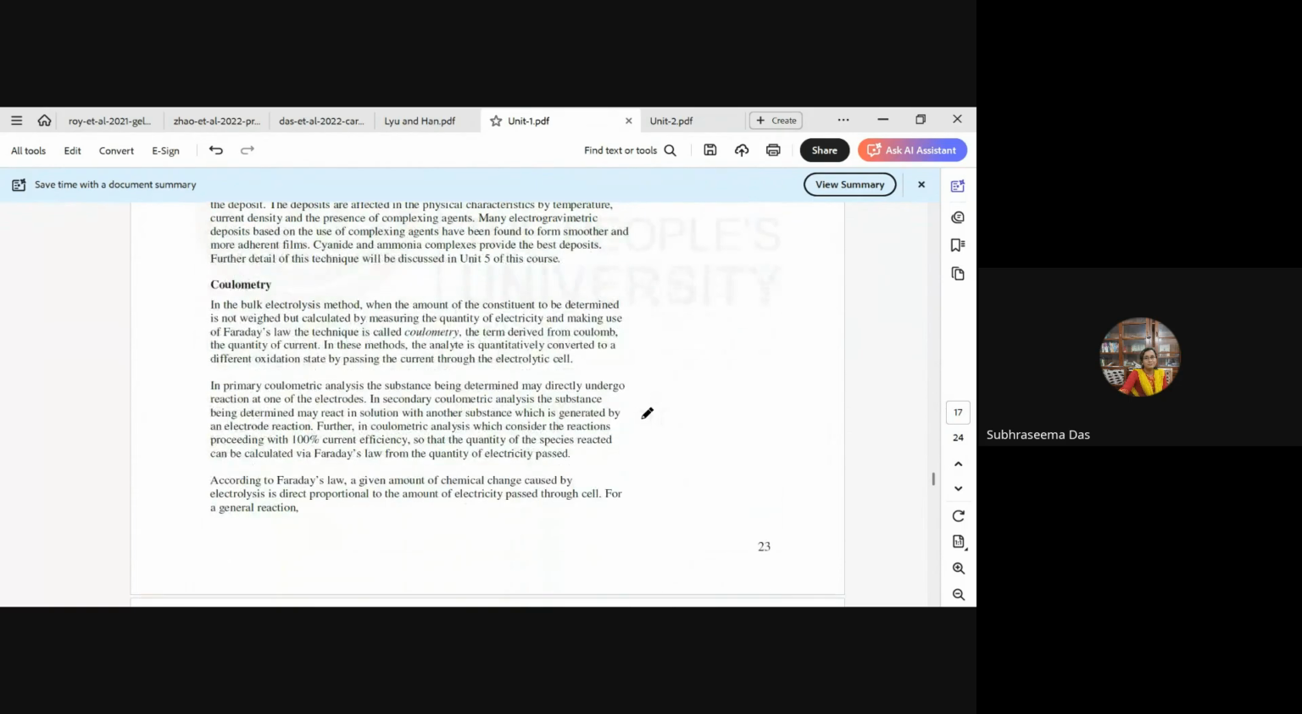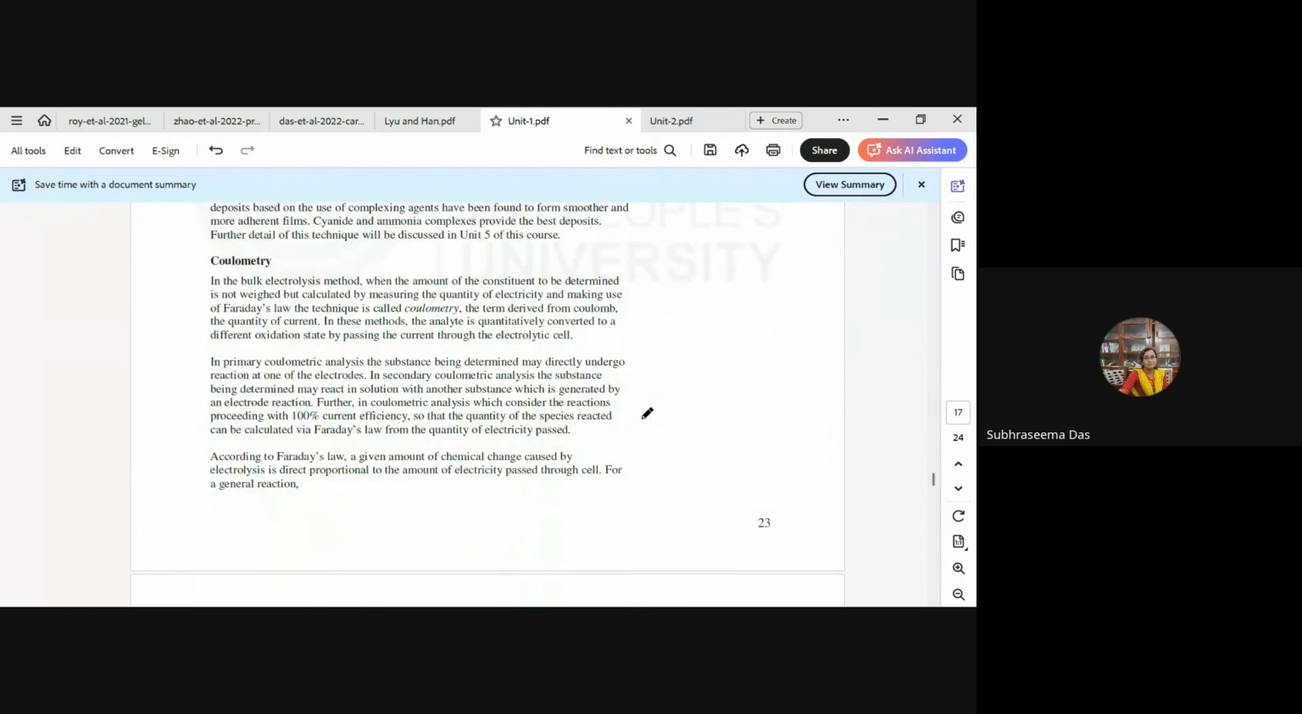So then comes coulometry. In the bulk electrolysis method, when the amount of the constituent to be determined is not weighed but calculated by measuring the quantity of electricity and making use of Faraday's law, then the technique is called coulometry. Coulometry is derived from the word coulomb, which deals with the quantity of electricity.